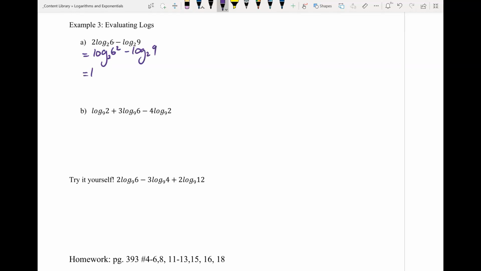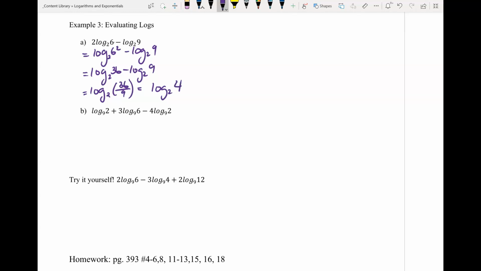And simplify that. Because we have the same base of 2, I can combine these two logs together. And because we have a minus between those two log terms, we are going to use the quotient law. So that's log base 2 of 36 divided by 9, which is 4.